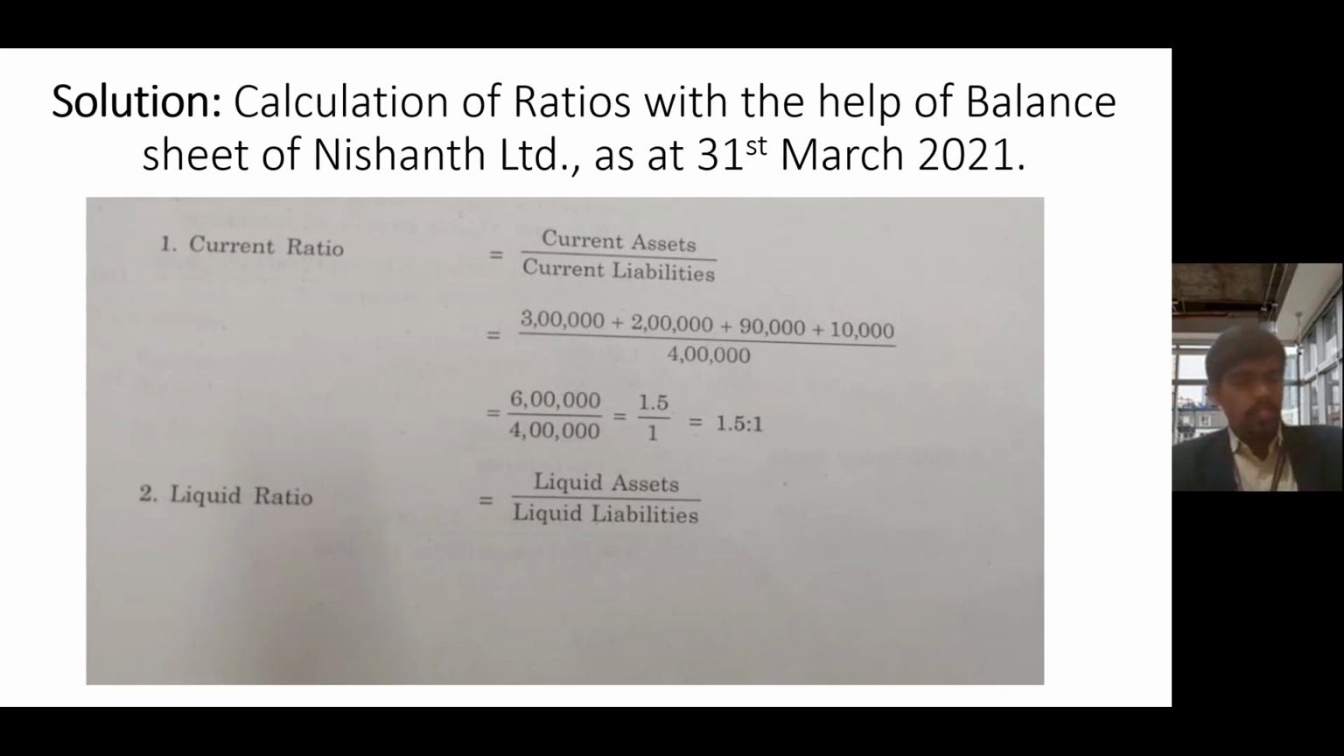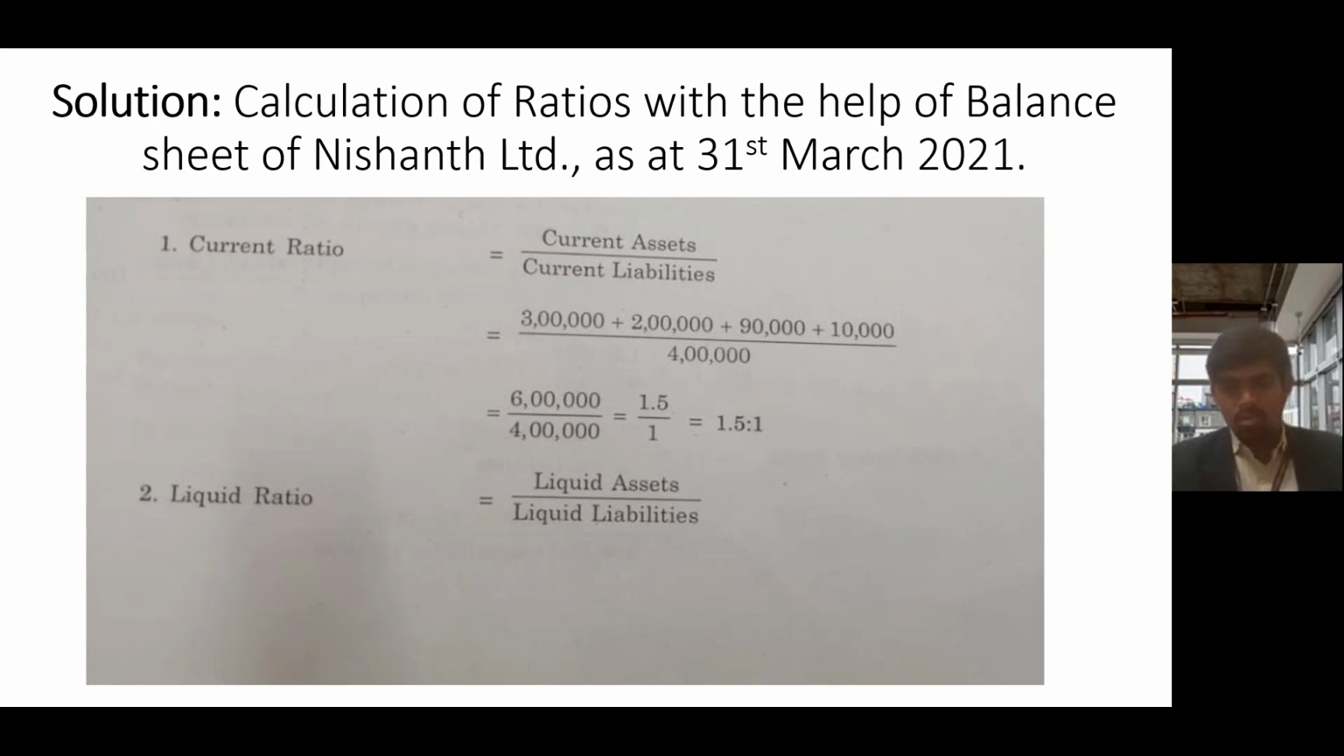Next, as I told you during the discussion, the satisfactory level of the current ratio is 1 is to 1. So if it is more than that, then it is very much satisfactory.